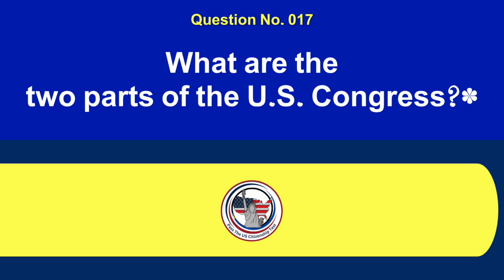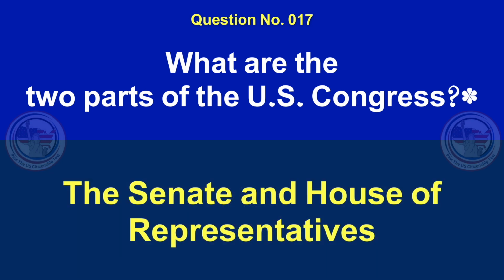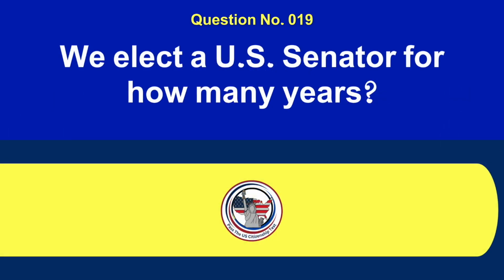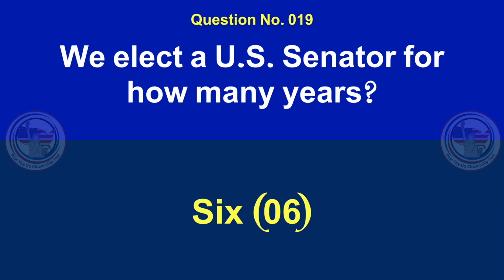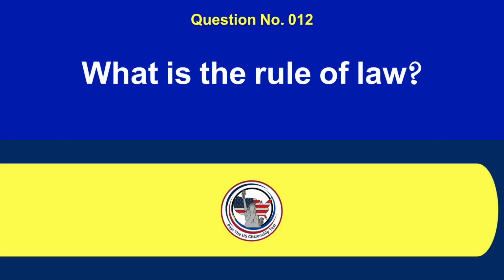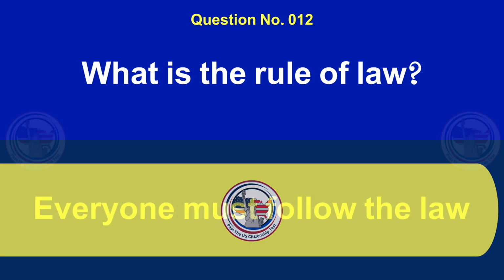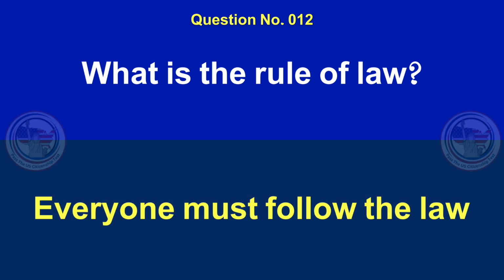What are the two parts of the U.S. Congress? The Senate and House of Representatives. We elect a U.S. Senator for how many years? Six. What is the rule of law? Everyone must follow the law.